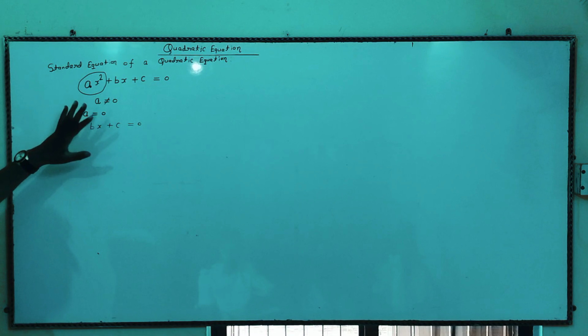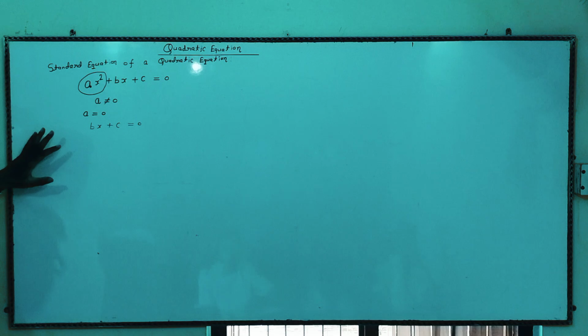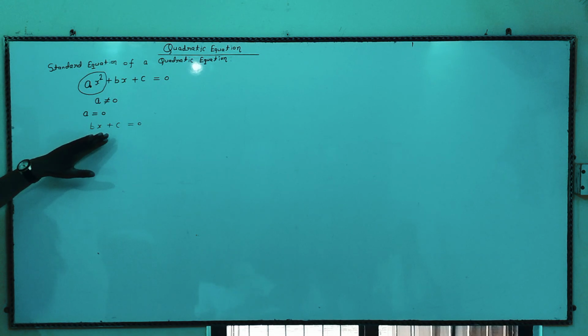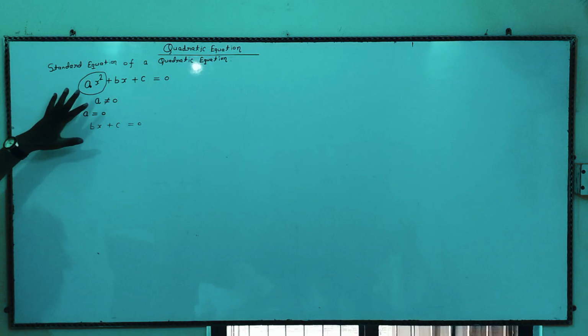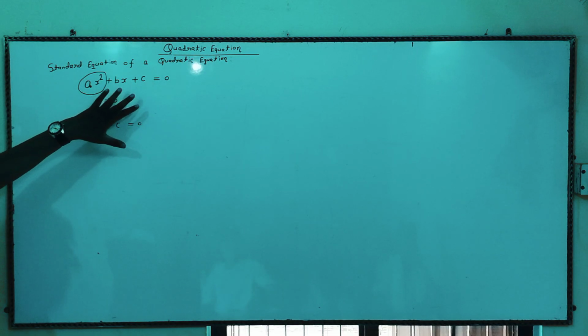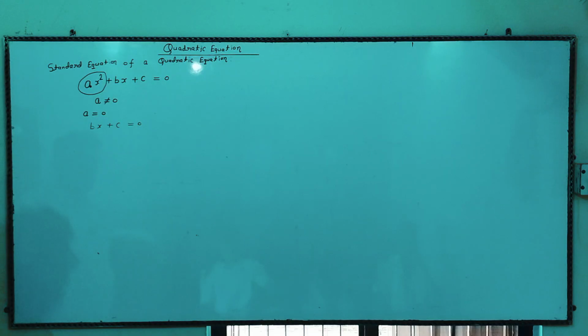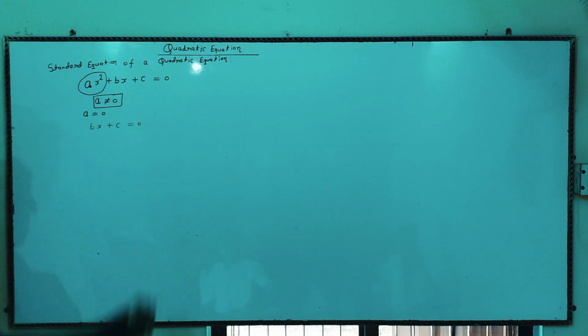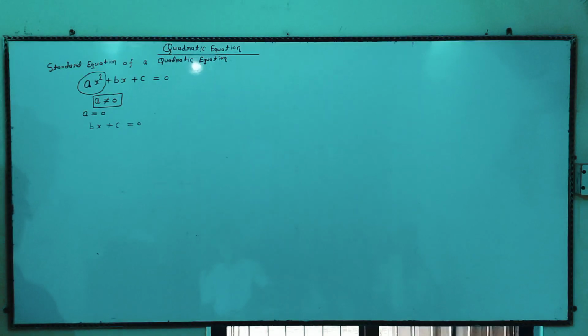Why? Because you know very well linear equation means degree 1 equation. So if a becomes 0, then it will become a linear equation. So it is a must condition that a is not equal to 0. Okay.